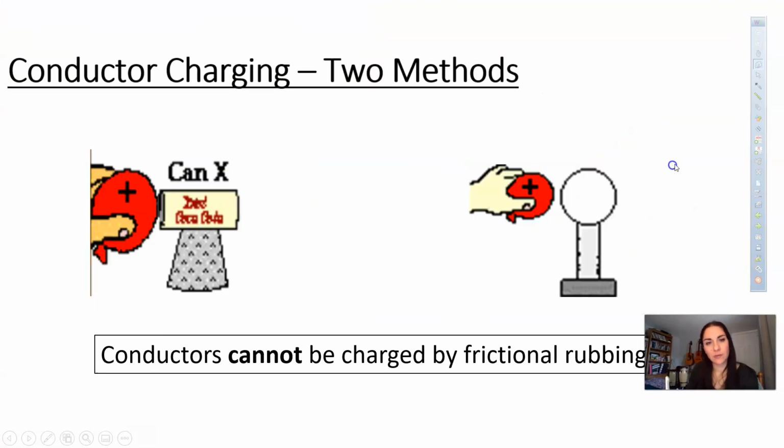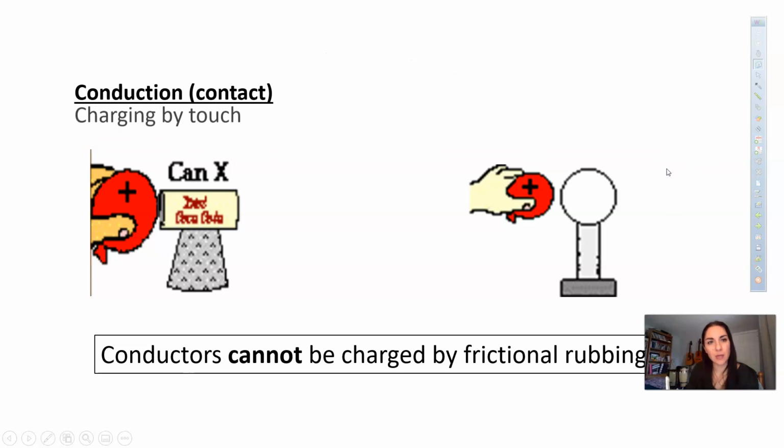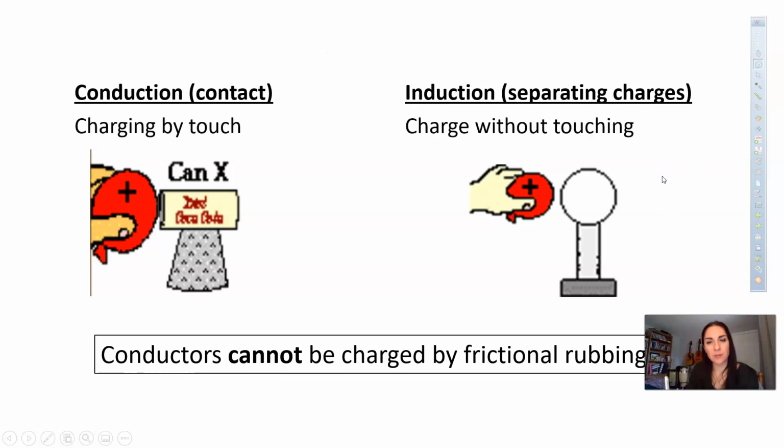Here we go. Okay, the two methods. One is by touching, one is not by touching. Conduction is just a big word for contact. You have to take a charged object and touch it to another neutral object. The other one involves inducing charge. In other words, we're not going to actually touch it. We're going to hold the charge away from the object.